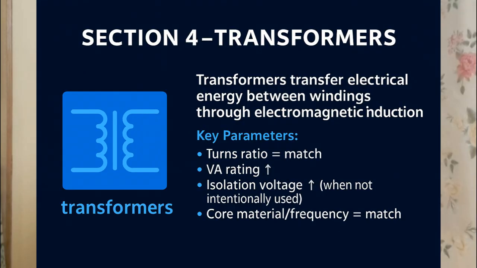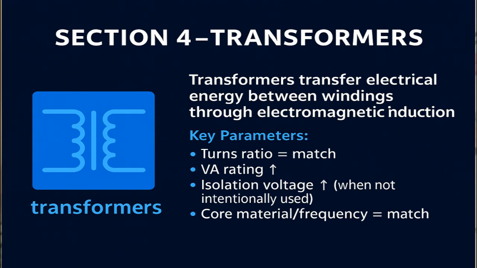Now we come to the fourth type of passive component, called the transformer. A transformer transfers electric energy between windings through electromagnetic induction. The key parameters are turns ratio, voltage and current ratings, isolation voltage, leakage inductance, and the core material used to build the transformer. So always keep in mind the voltage rating and isolation voltage should be on the higher side. Leakage inductance should be on the lesser side, right?